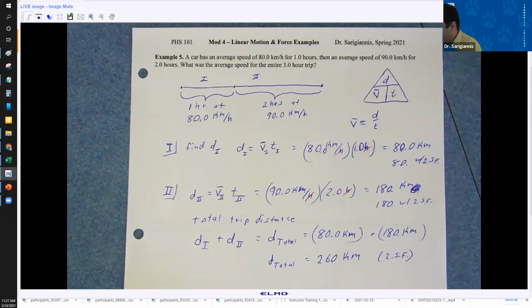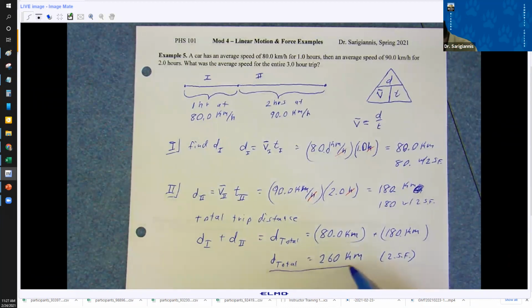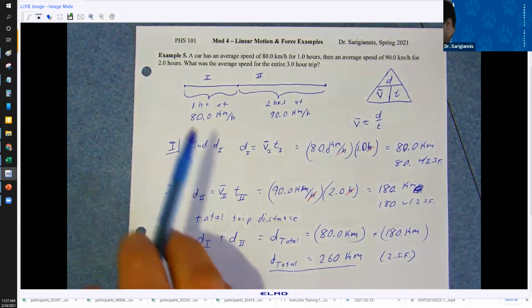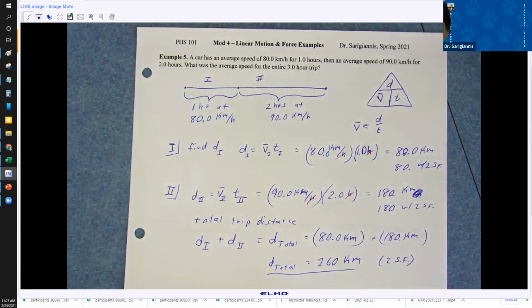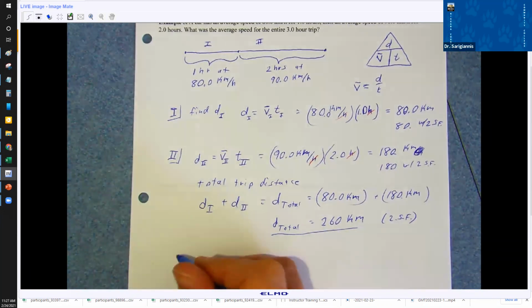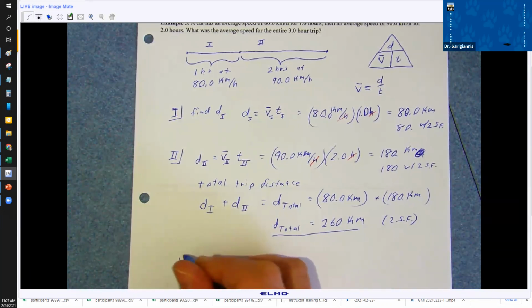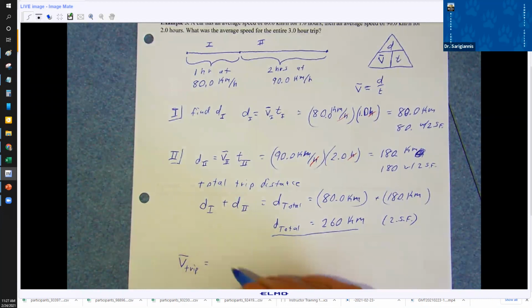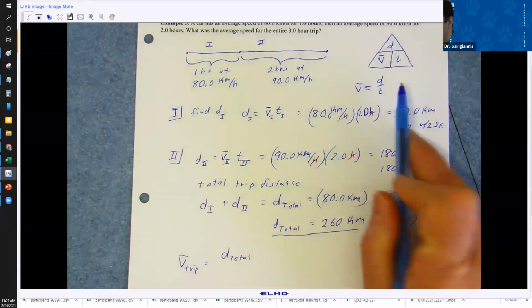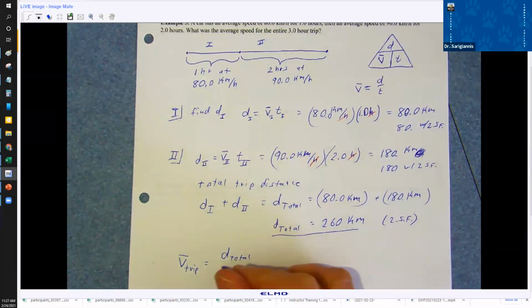We still haven't gotten what we need, right? This is the distance, the total distance. We want to know what was the average speed for the entire 3-hour trip. So now we finally can figure out the average speed for the trip: it's the total distance, right, divided by the total time.